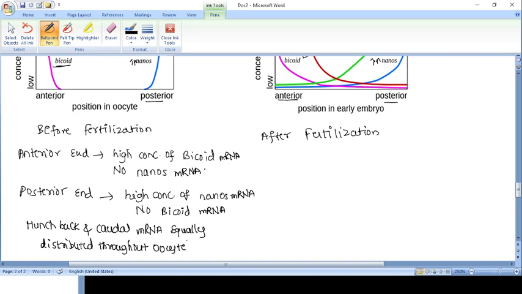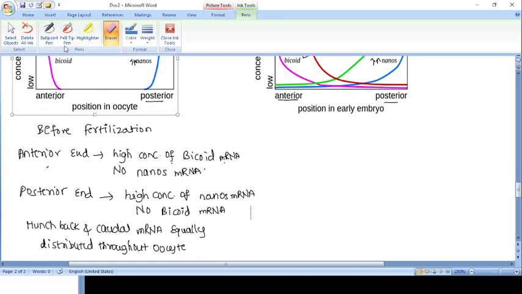Remember, before fertilization, in the anterior end, there is a high concentration of bicoid mRNA and no presence of nanos mRNA. In the posterior end, there is a high concentration of nanos mRNA and no presence of bicoid mRNA. And hunchback and caudal mRNAs are equally distributed throughout the oocyte. Next, we'll see after fertilization.